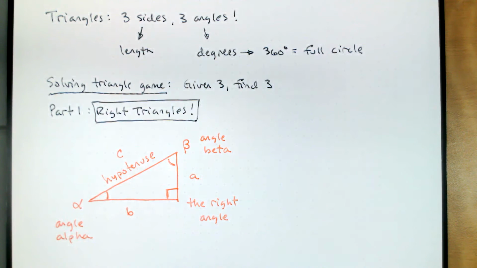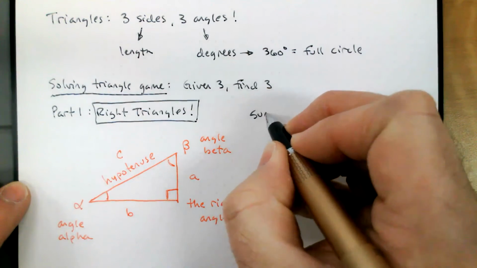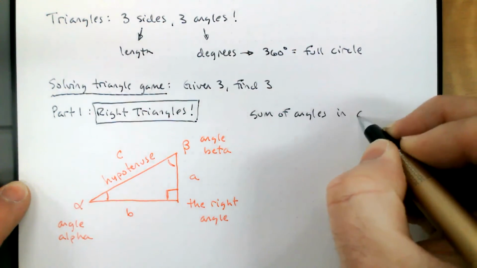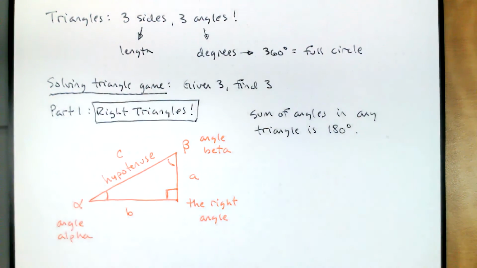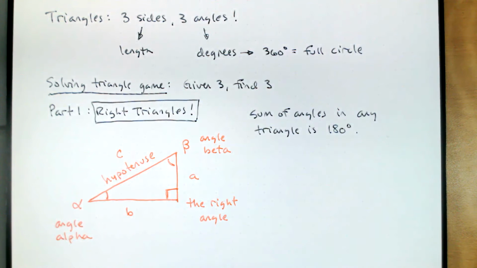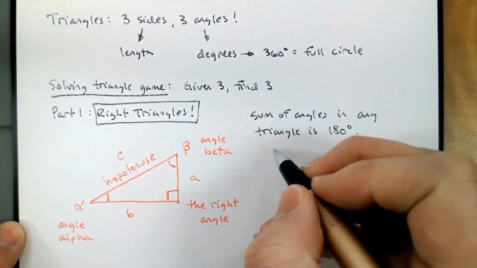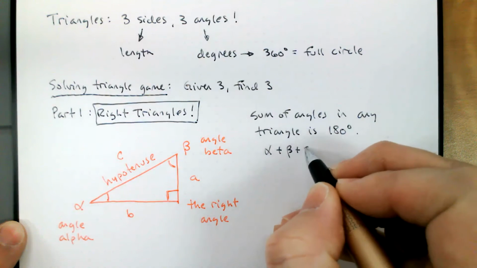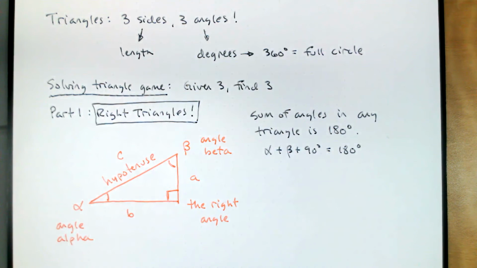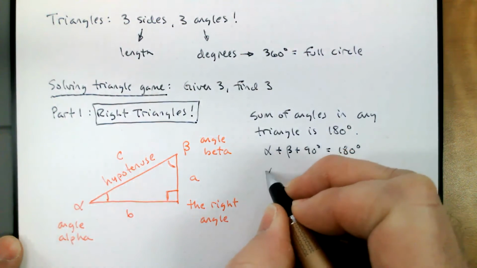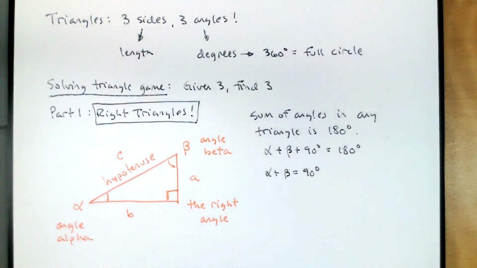On Tuesday, y'all explained to me some stuff that you already know about this triangle. You know that the sum of the angles in any triangle is 180 degrees. That means if I take angle alpha plus angle beta plus 90 degrees, we get 180 degrees. What that means in these terms is alpha plus beta plus 90 degrees is 180 degrees. If I subtract 90 from both sides of this, I see that alpha and beta have a sum of 90 degrees, because we're dealing with a right triangle.